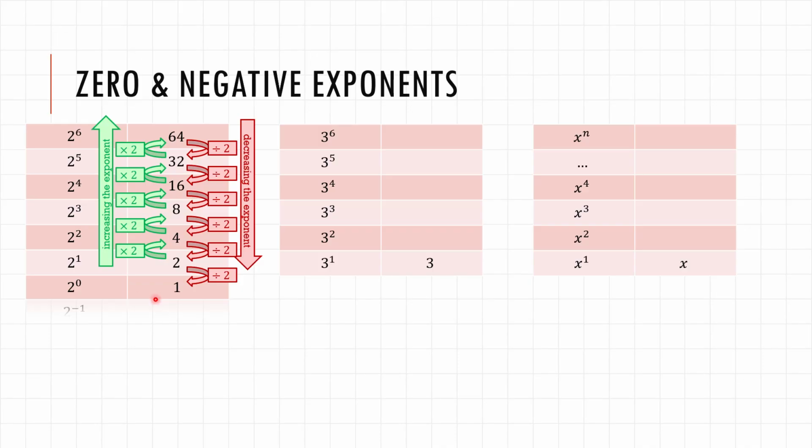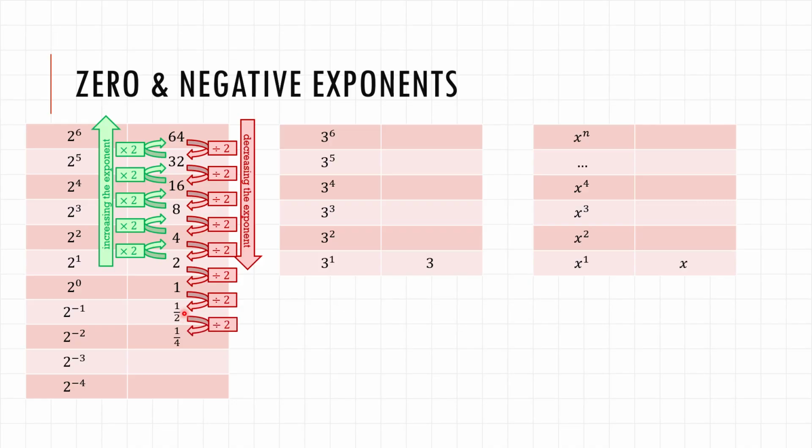And we don't even have to stop here. We can keep going even lower to the negatives, to the integers. And this pattern would keep going. So 1 divided by 2 is 1 over 2. 1 over 2 divided by 2 is 1 over 4. Divided by 2 is 1 over 8. Divided by 2 is 1 over 16. So here are some powers of 2, including the 0th power and some negative powers.